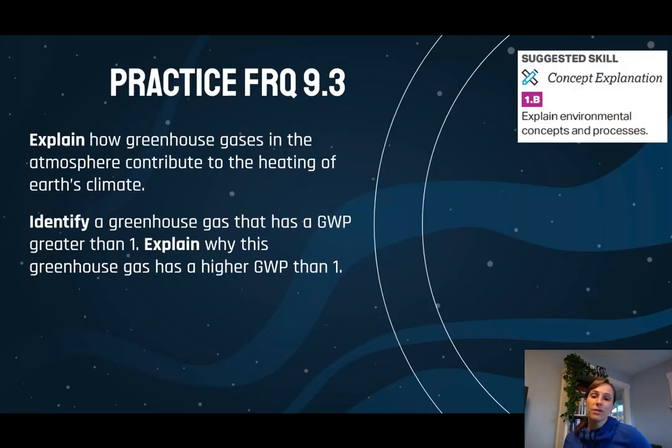So this is going to be your practice effort cue for 9.3. You're going to practice the suggested skill of explaining environmental concepts and processes. So I want you to explain how greenhouse gases in the atmosphere contribute to the heating of Earth's climate. Then I want you to identify a greenhouse gas that has a GWP greater than 1 and explain why this greenhouse gas has a higher GWP than 1. So that's going to be your practice effort cue for 9.3, and those are your notes on 9.3 about the greenhouse effect.